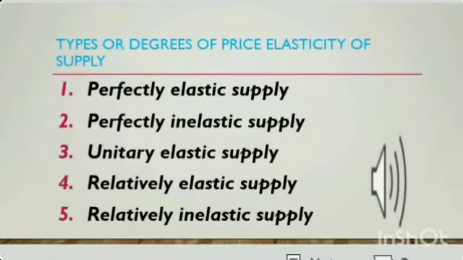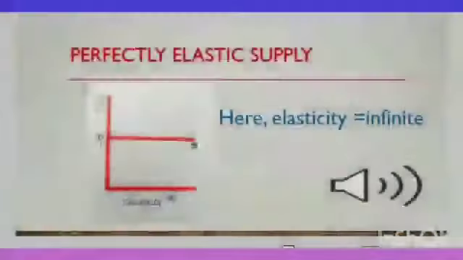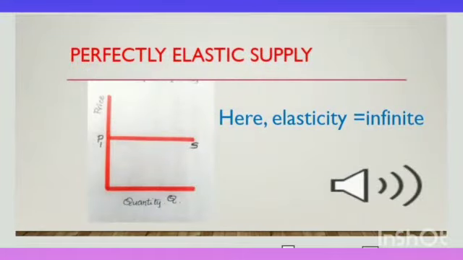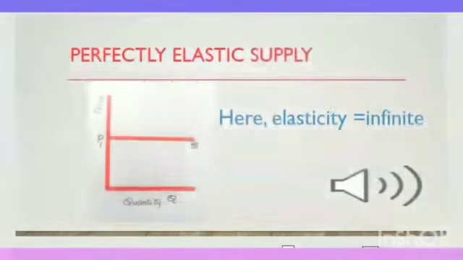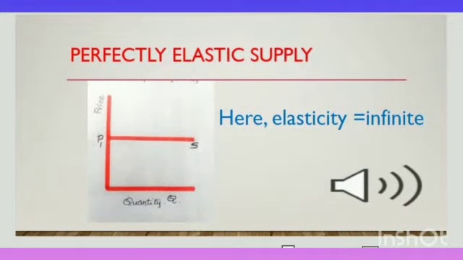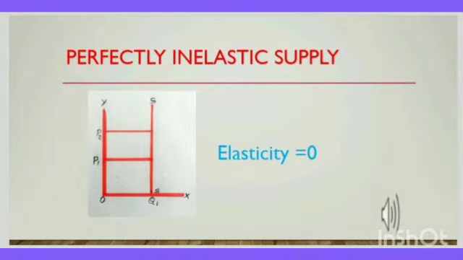The first one is perfectly elastic supply. Here, the elasticity is infinite and the supply curve SS will be a horizontal straight line parallel to the x-axis. The second one is perfectly inelastic supply. Here, the elasticity of supply is equal to 0 and the supply curve SS will be a vertical straight line parallel to the y-axis.